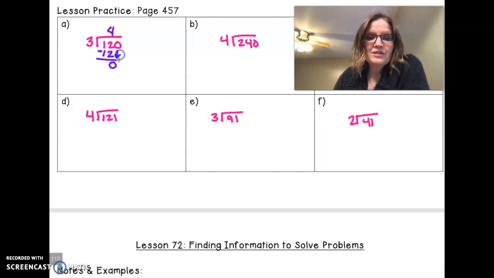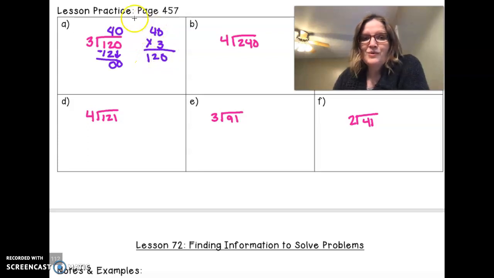So I pull down my 0. 3 can go into 0 0 times. And so we know that 120 can be divided by 3 40 times. And let me show you how we're going to do a quickie check. We multiply this. 3 times 0 is 0. 4 times 3 is 12. So hence we want to remember our zeros.